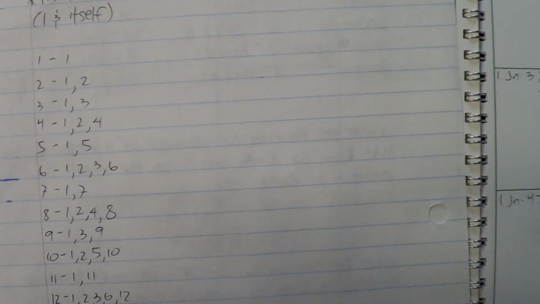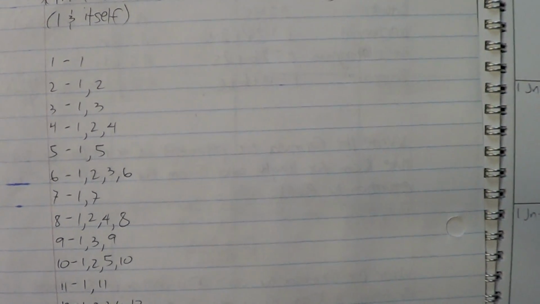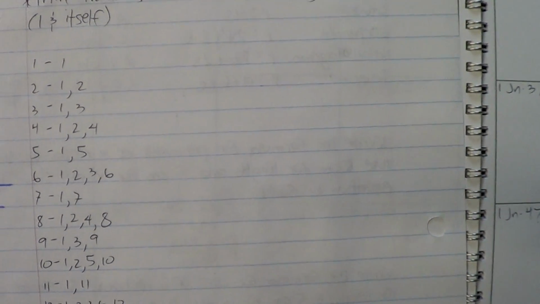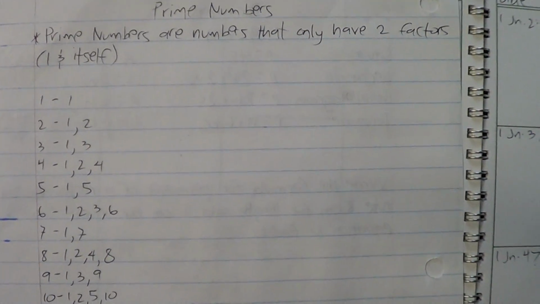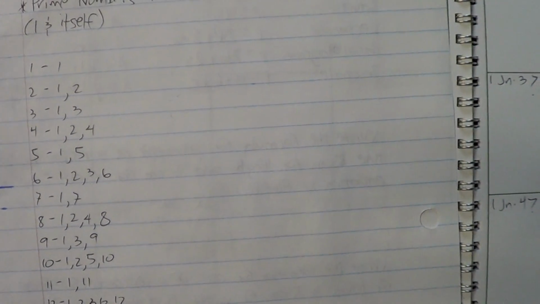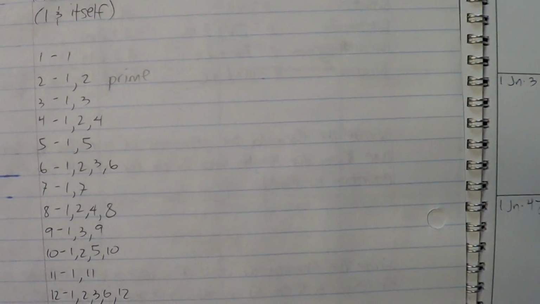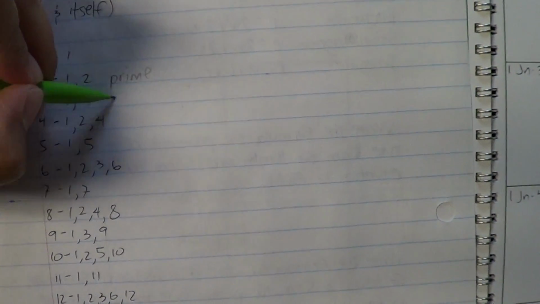In other words, what times what equals that particular number, or another way you can think of it as what number divides evenly into that number. So 1 only has one factor, so we would know that that's not prime, because a prime number has two factors, 1 and itself. 2 is a prime number because the factors are 1 and 2, so it has two factors, 1 and itself. 3 has two factors, 1 and 3, so we know that that's a prime number.